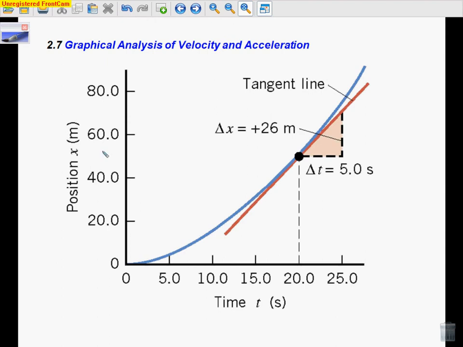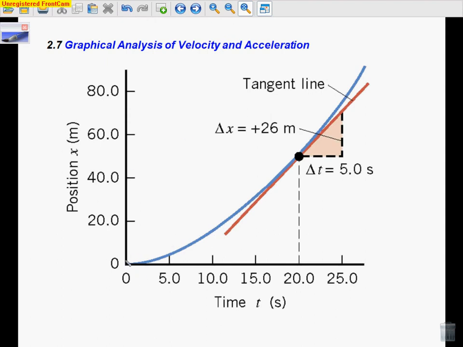Here's another example of a position time graph, and this is an example of somebody going not at a constant velocity or not a constant speed. So is the speed increasing or decreasing? Think about that for a minute. Would this be showing somebody whose speed is increasing or decreasing? This is going to show somebody whose speed is increasing.